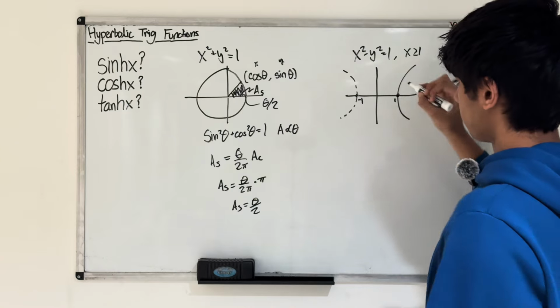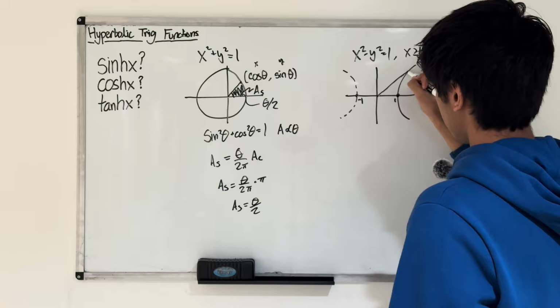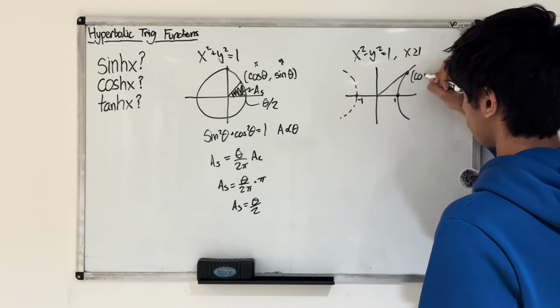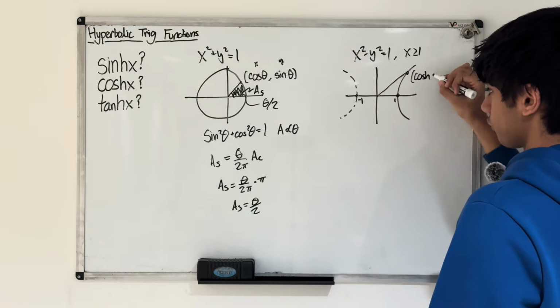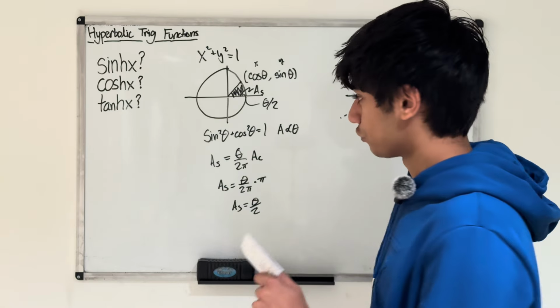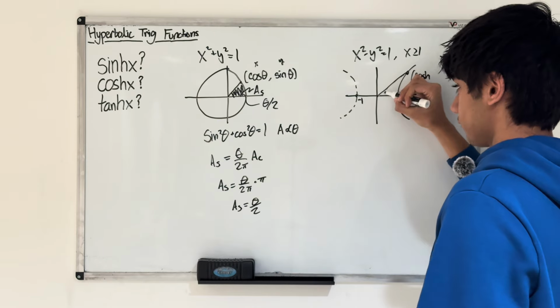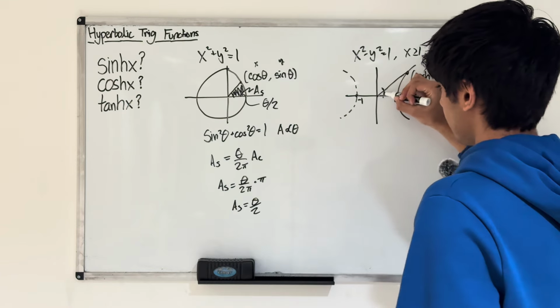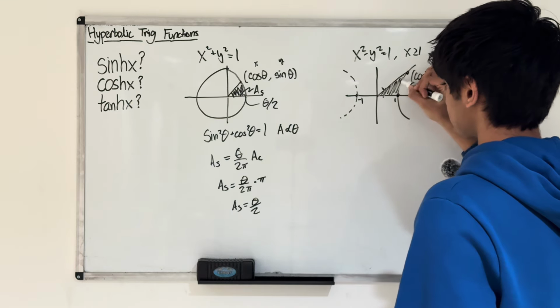And similarly, we're going to draw a line, and our value here is going to be equal to cosh. So our x value is going to be cosh of something, the input. So in this case, instead of inputting an angle, we're not inputting this angle here. What we're doing is we're inputting the area. We're inputting this area here.